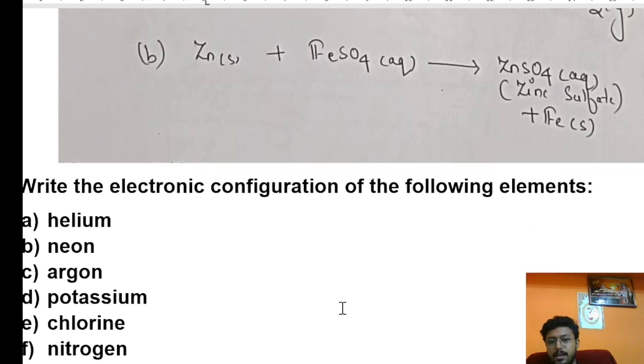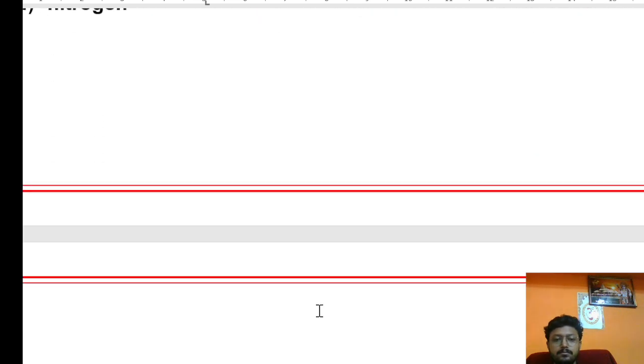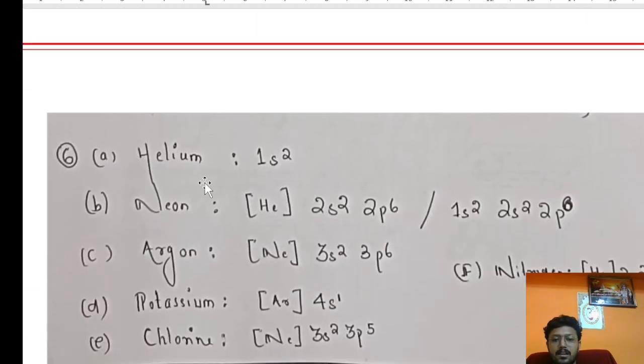Question number 6, dear student, is very important and comes directly in your exam. Write the electronic configuration of the following elements: helium, atomic number 2; neon, atomic number 10; argon, 18; potassium, 19; chlorine, 17; and nitrogen, 7. Helium's electronic configuration is 1s2, and you can also write only 2.